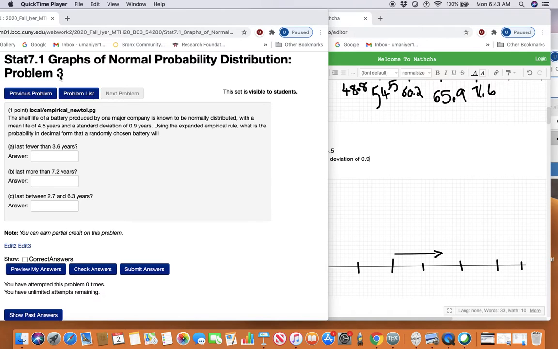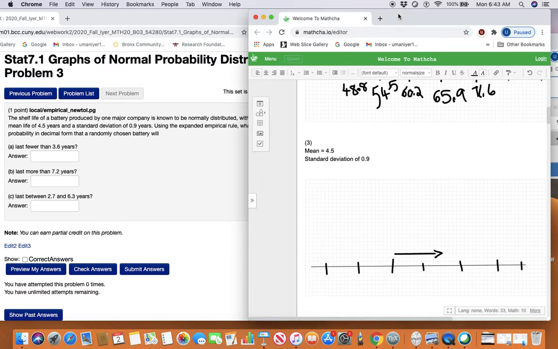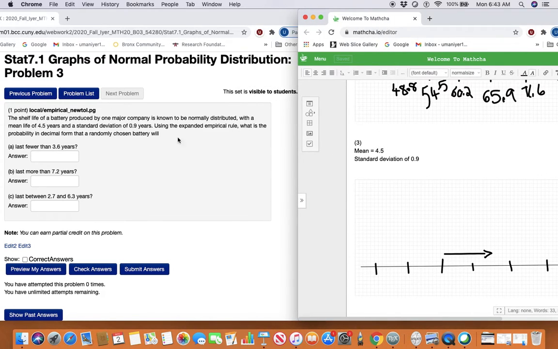Problem 3. The shelf life of a battery produced by one major company is known to be normally distributed with a mean life of 4.5 years. So the mean is 4.5, and standard deviation of 0.9 years. Use the expanded empirical rule. What is the probability of: fewer than 3.6, more than 7.2, between 2.7 and 6.3 years?